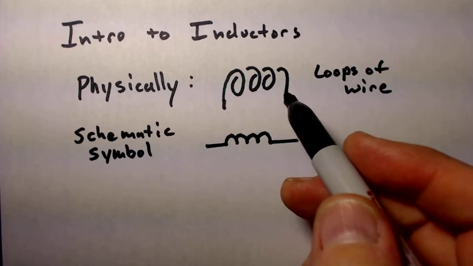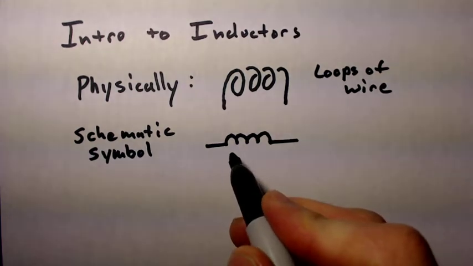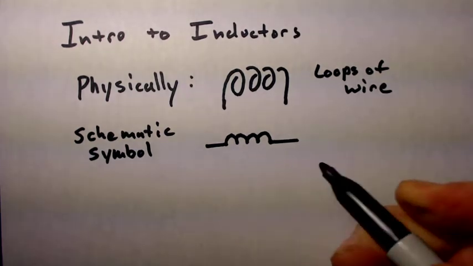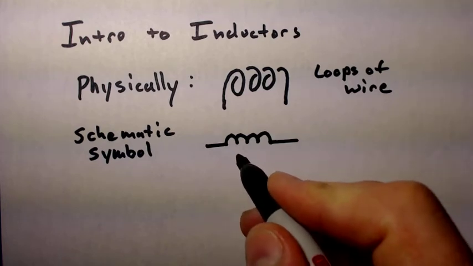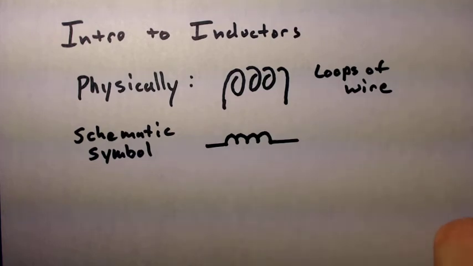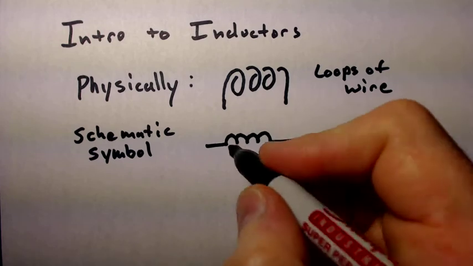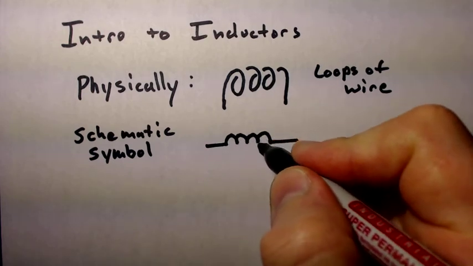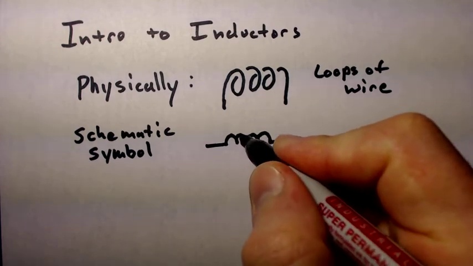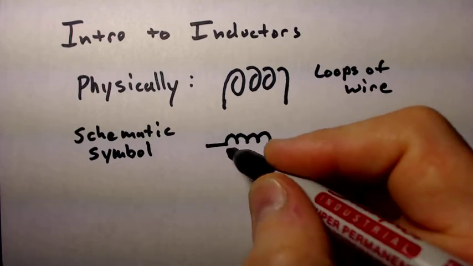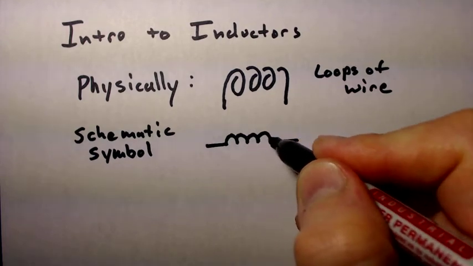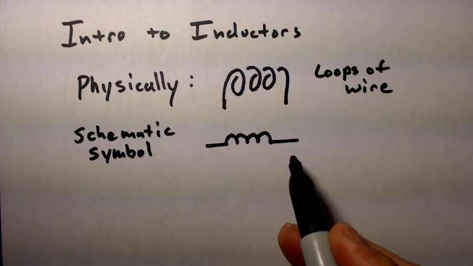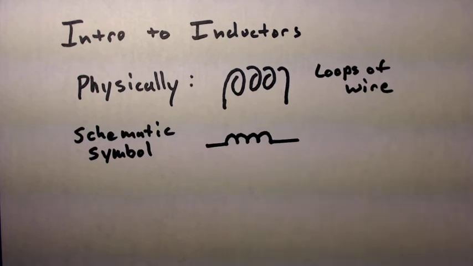Now, the schematic symbol is portrayed as such over here. Notice it's slightly similar to a resistor as far as the drawing, except they have these curved edges and they're trying to sort of mimic loops in the wire over here. So this is the schematic symbol that we're going to use.